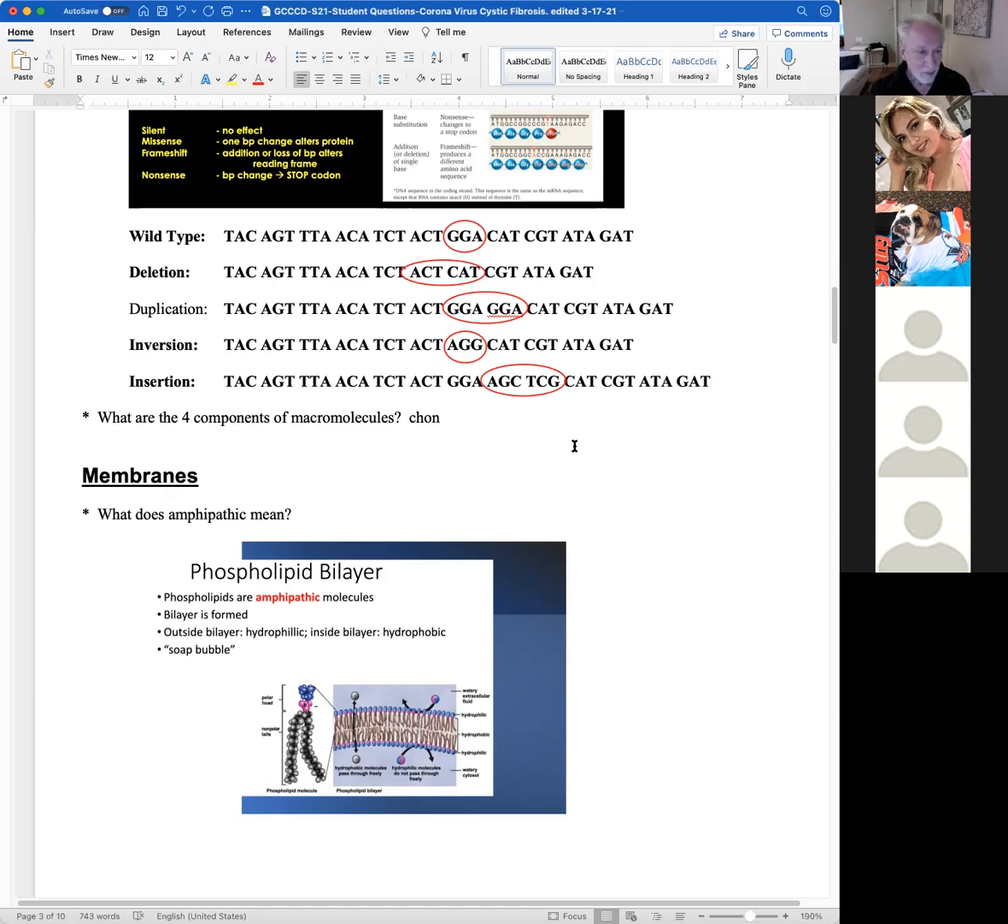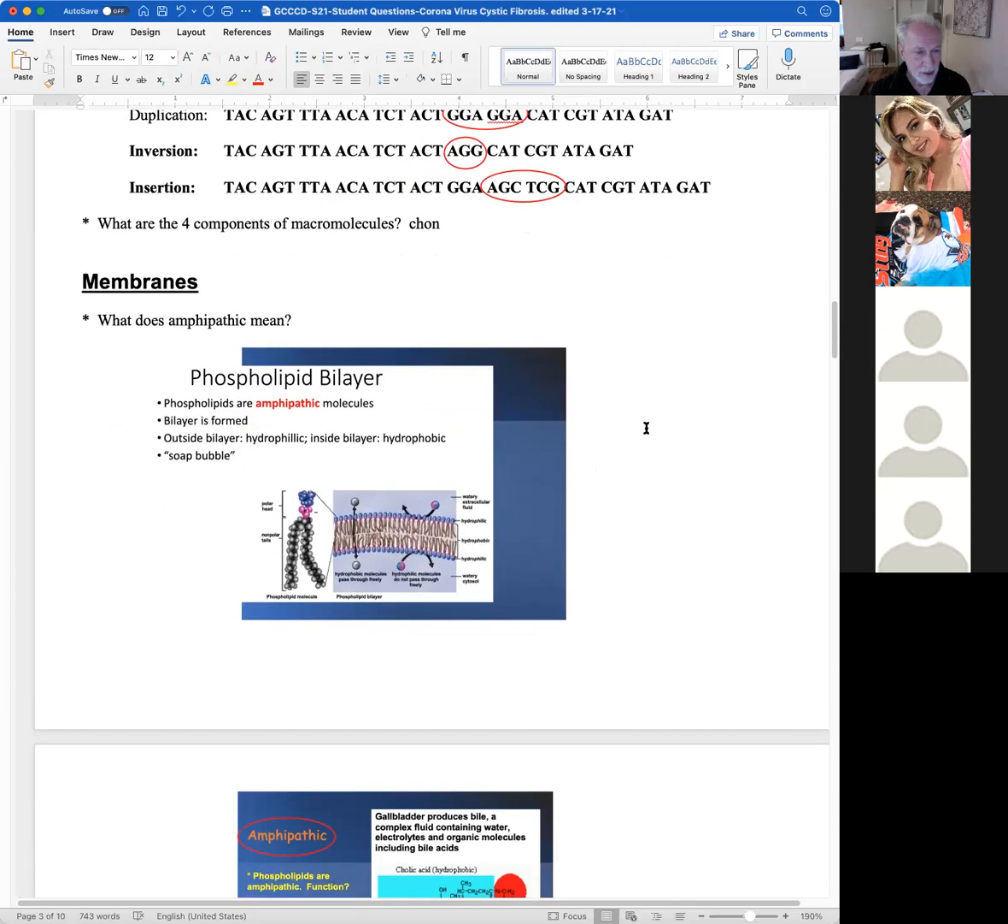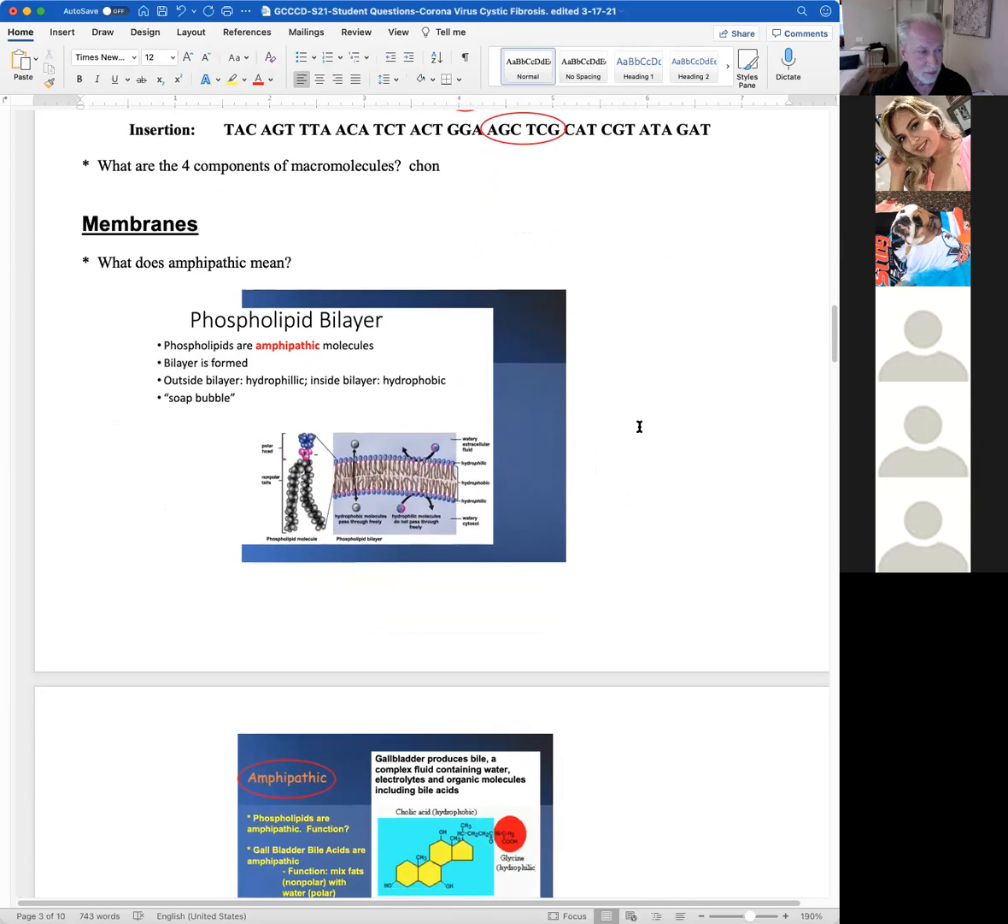Now we'll move from more general considerations to the 3 topics that are covered here, starting with membranes. And one of the questions that came up repeatedly was, what does amphipathic mean? Well, the definition of amphipathic is very simple. It's a linear molecule that's hydrophobic on one end and hydrophilic on the other.